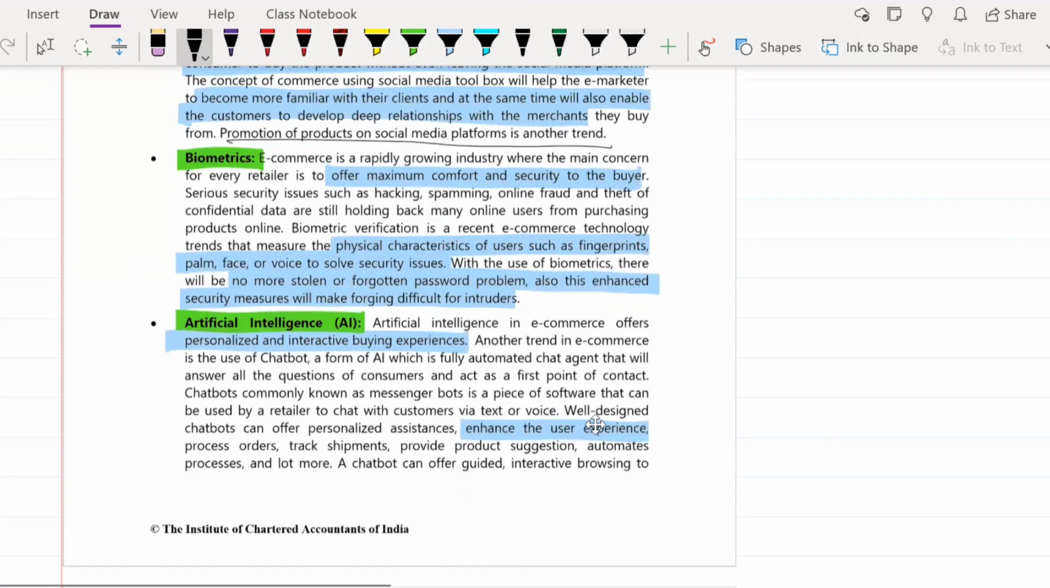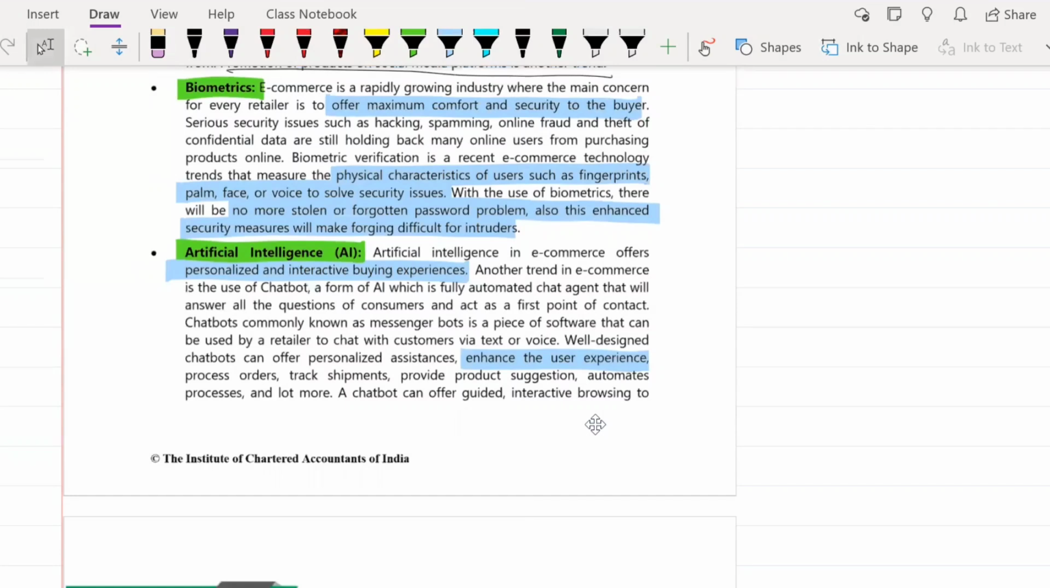Next is biometrics. Here the security of any buyer has increased right now, which is going to offer a lot of comfort to any buyer who wants to give his personal data in the e-commerce space or the online space.